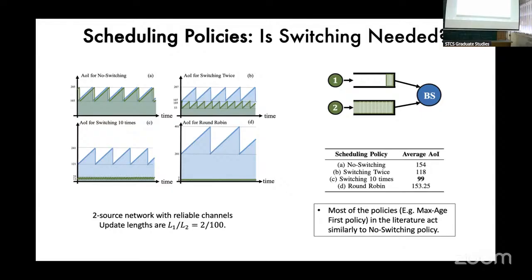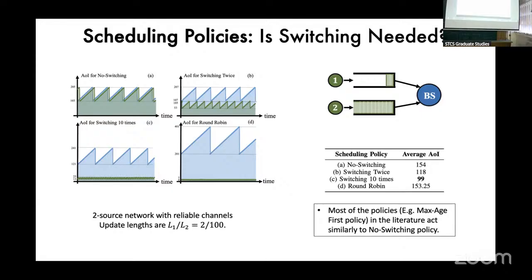So the no switching policy is when source 1 and source 2 just transmit entire updates without switching. The switching twice policy is basically that between a source 2 packet, source 1 gets to transmit twice in the middle. It gets to transmit at 33, it gets to transmit at 66. So you don't have to really use the middle. If the larger packet is transmitted once, you can potentially transmit 10 short ones. Yes, you can do that as well. You necessarily don't have to break larger packets into smaller packets.